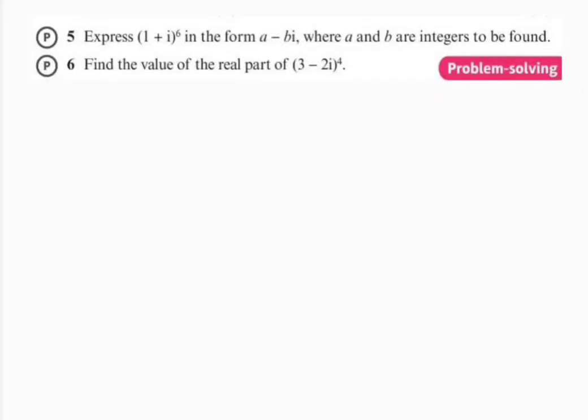This is exercise 1C, questions 5 and 6, of the A-Level Further Maths Core 1 textbook. Question 5: Express (1 + i)^6 in the form a - bi, where a and b are integers to be found.